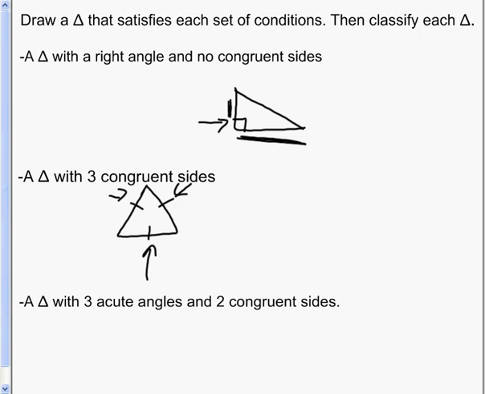Last one, we have a triangle with 3 acute angles and 2 congruent sides. So I like to think about kind of a Christmas tree for this one, because they're going to be all acute angles. Both the left and right side of your Christmas tree, as long as it's not slanted, should be facing straight up and should be the same height. So this gives us an isosceles triangle.